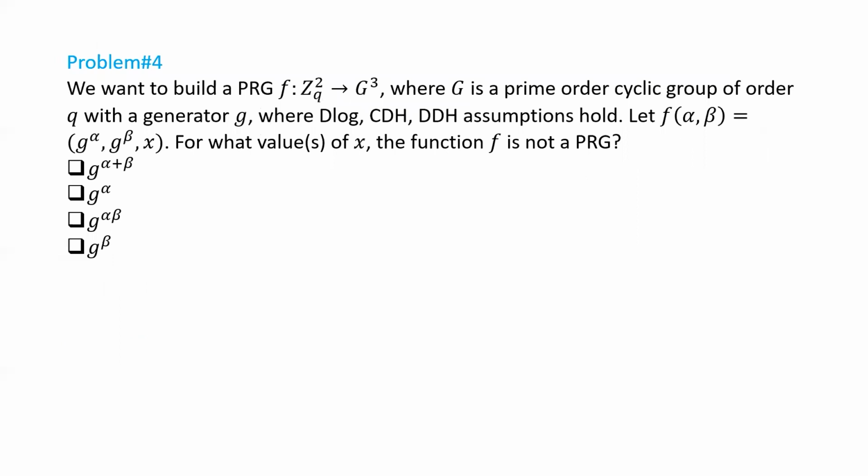Next problem. We want to build a PRG f from Z_q squared mapping to G, where G is a prime order cyclic group of order q with a generator g, where the D-log, CDH, DDH assumptions hold. Let f of alpha, beta be equal to g to the power alpha, comma g to the power beta, comma x. For what values of x is the function f not a PRG? There are four options given: g to the power alpha plus beta, g to the power alpha, g to the power alpha beta, g to the power beta. If you would like to answer, give the answer.